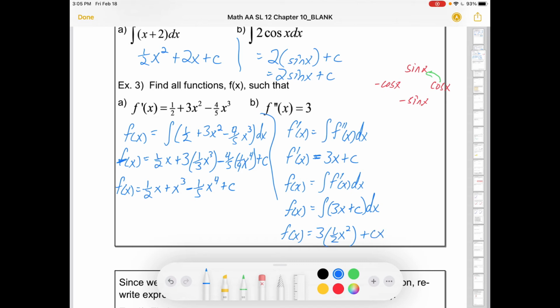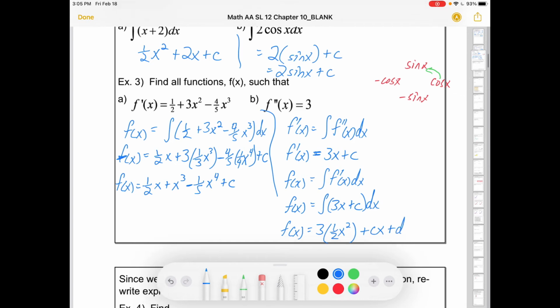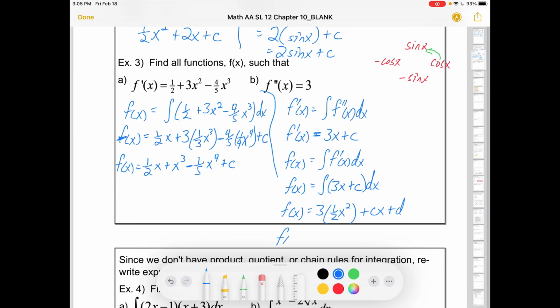And now I need another constant of integration. So some people will call the first one c1 and then another one c2. Or you can use a different letter. You can say d. Doesn't really matter. And so I get 3 over 2 x squared plus cx plus d. That's sort of all the function forms that have a second derivative of 3. And it makes sense. It's a parabola that opens upward. Its second derivative, or its concavity, is going to be a constant.